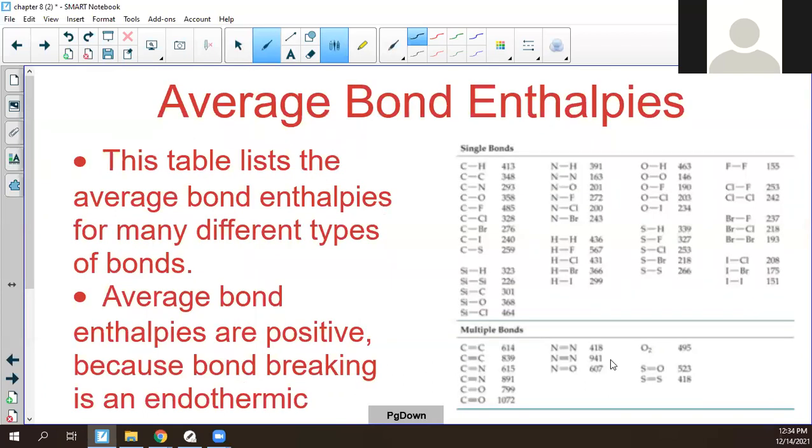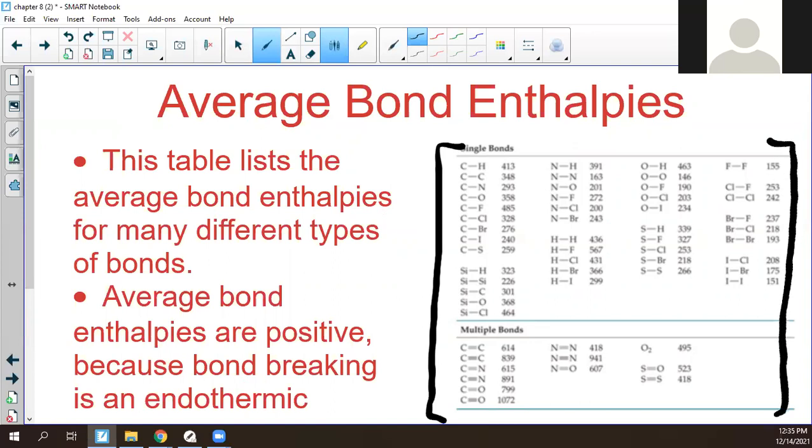Now, bond enthalpies will be found in tables like these. This table lists the average bond enthalpies for many different types of bonds. Average bond enthalpies are positive because bond breaking is endothermic. It always takes energy to break a bond. Are you okay with that? You don't have to memorize anything on this table. If this is on a test, which it will be, you'll be given these values. You just need to know how to use this.